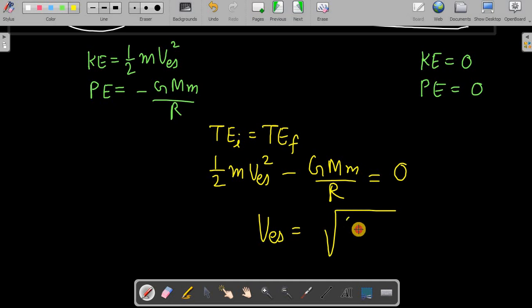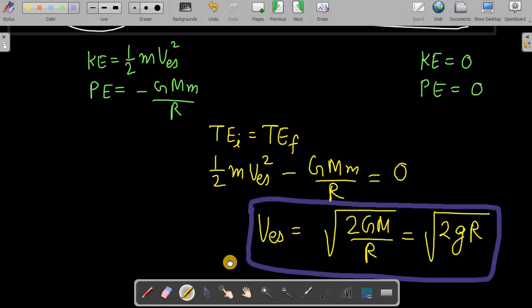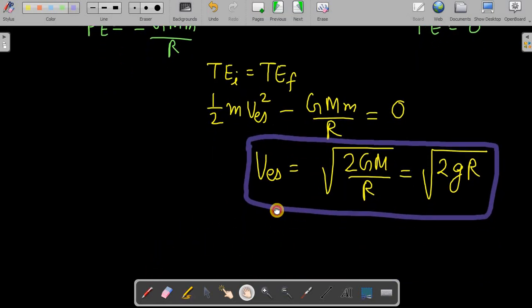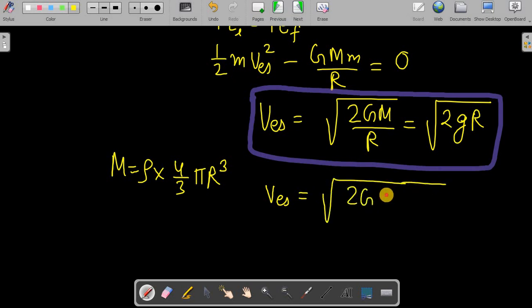Mass will get cancelled. So v escape is root of 2 G M by capital R. It can also be written in terms of g as root of 2 g into capital R. So you can write this escape velocity in terms of acceleration due to gravity, in terms of total mass, and in terms of densities also. If you write mass as density into volume, 4 by 3 pi R cube, then escape velocity can be written as 2 G rho into 4 by 3 pi R cube into R.